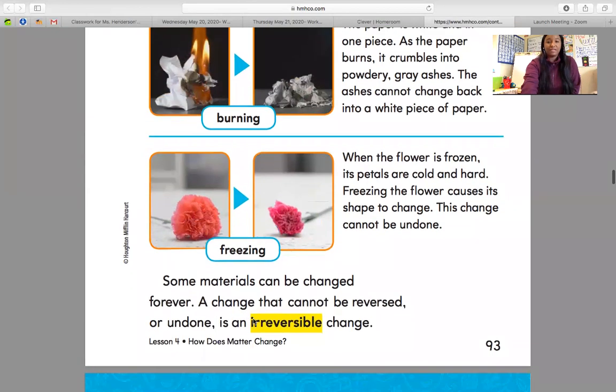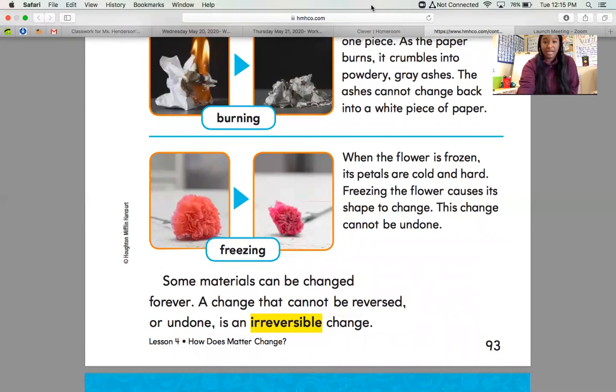And then freezing. When the flower is frozen, its petals are cold and hard. Freezing the flower causes this shape to change. This change cannot be undone. Some materials can be changed forever. A change that cannot be reversed or undone is an irreversible change.